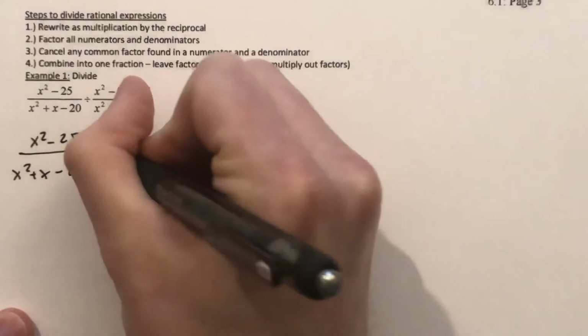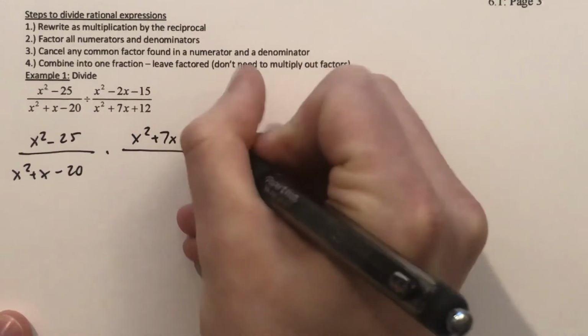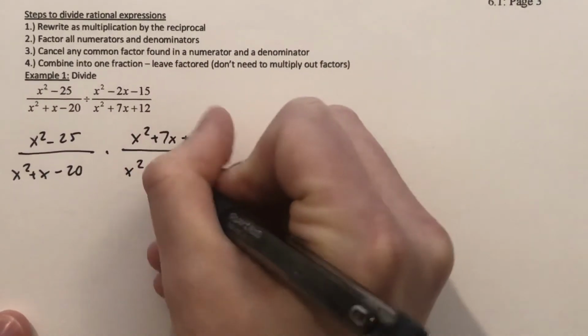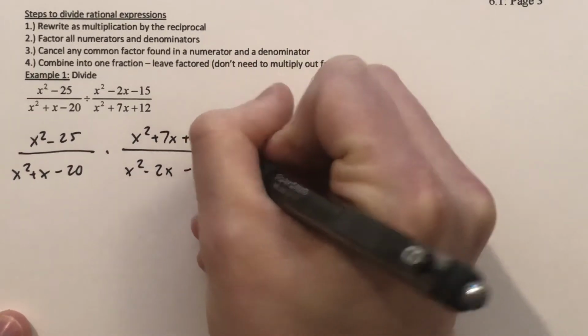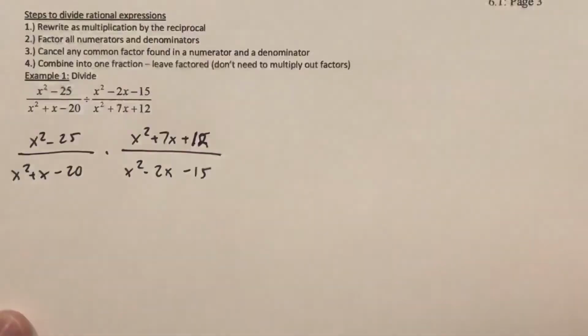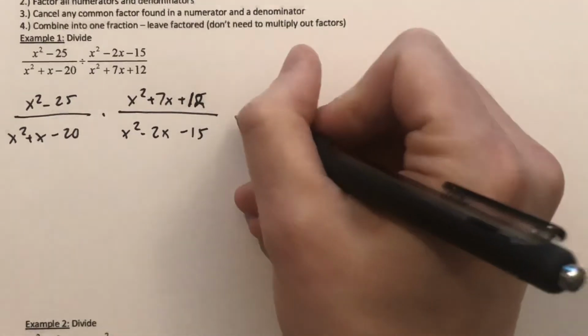So the first thing I do is I take the time to rewrite the problem. My first fraction times my second fraction's reciprocal, right? I gotta flip this second fraction. Oops, I gotta do it correctly though. There we go. So reciprocal of the second fraction. Now we can take these and factor them.